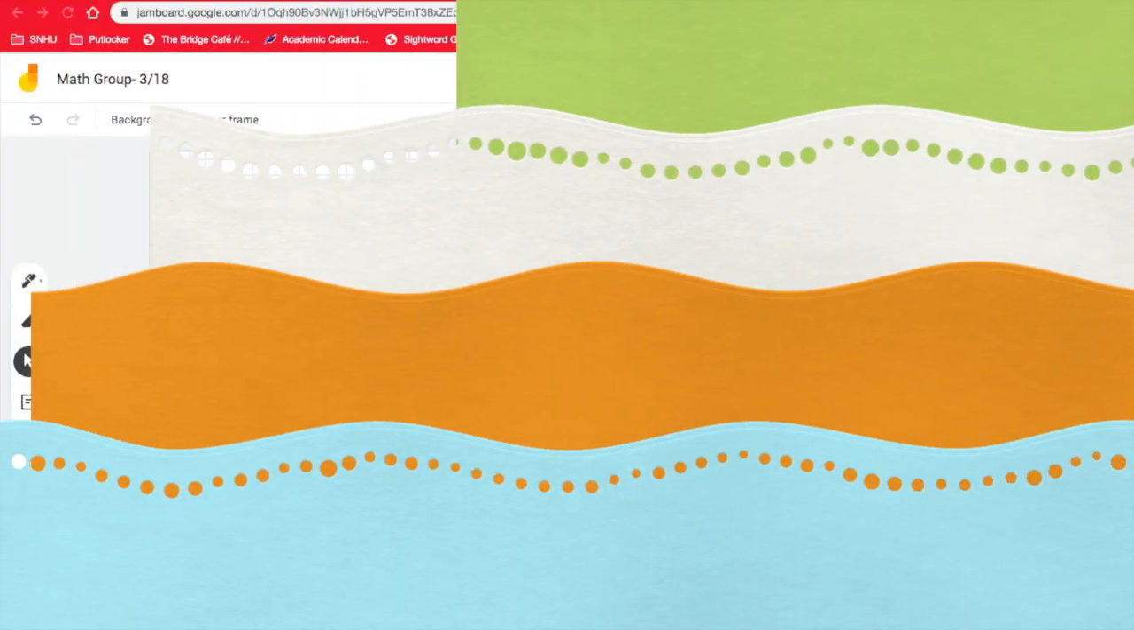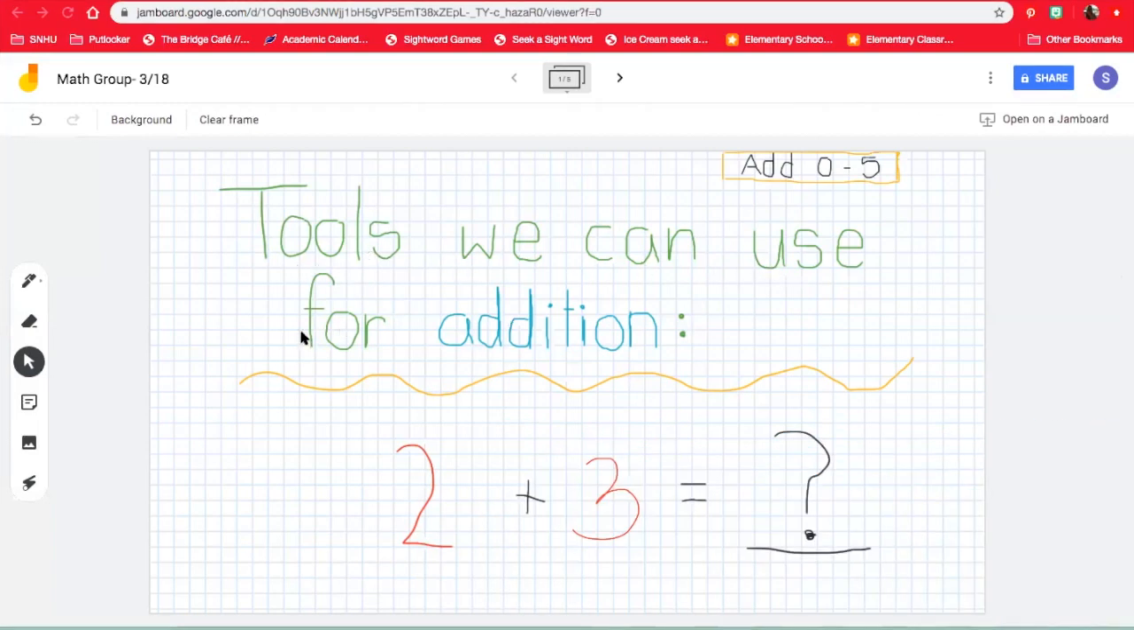For today, we're going to continue our learning about addition. So, I have a little presentation for tools we can use for addition. An addition problem shows a plus sign and also an equal sign. So a plus sign or an addition sign means to add to, while an equals means showing the total. So let's see what our tools we can use for addition are, especially with adding numbers 0 through 5. Let's take a look.